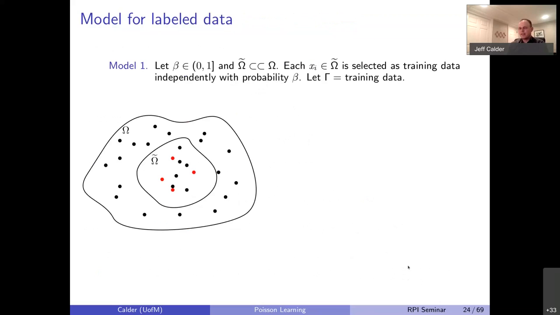So our model for the labeled data: we're going to take our random geometric graph on this domain omega, and we're going to take some fixed subdomain omega tilde, and within that subdomain, we're going to randomly choose some of the points, a beta fraction of those points, to be labeled. So every point will have an IID random variable, which is Bernoulli 0, 1, with probability beta of being a 1. And the ones that are 1s are going to be labeled points. So the red ones here are the labels. There are, on average, a beta fraction of those inside omega tilde, and then nothing outside of omega tilde gets labeled.